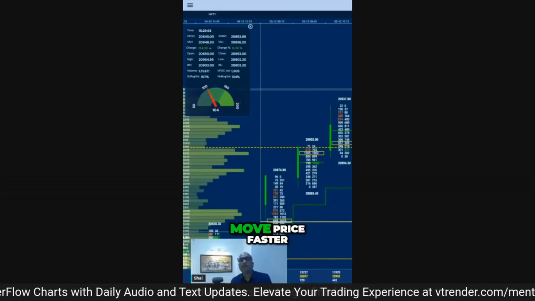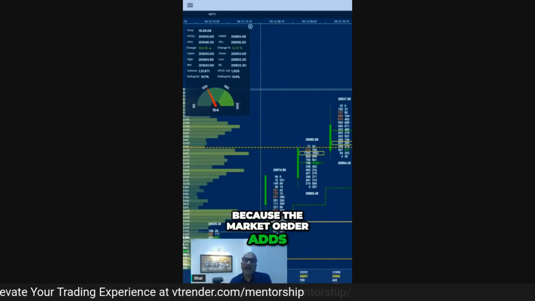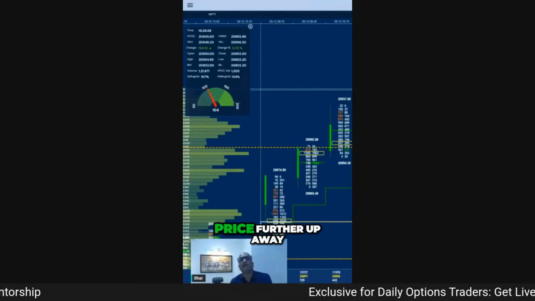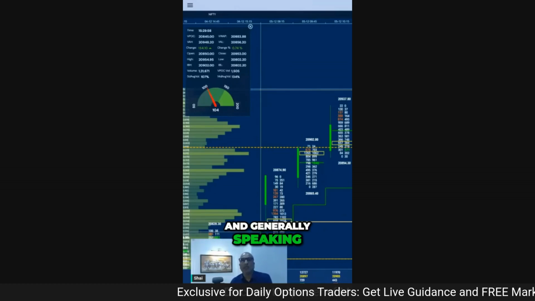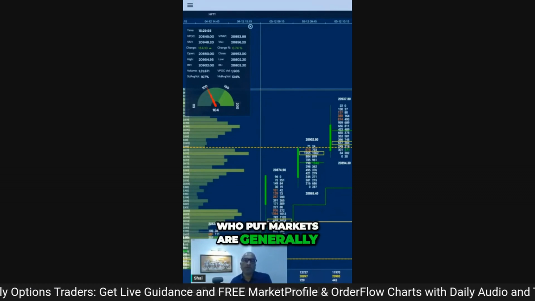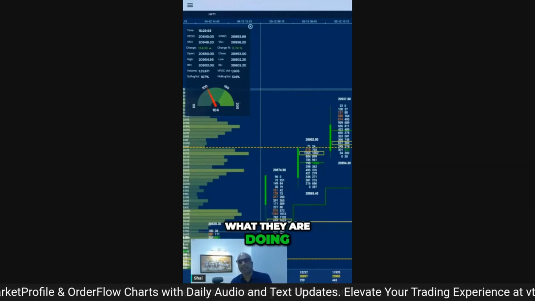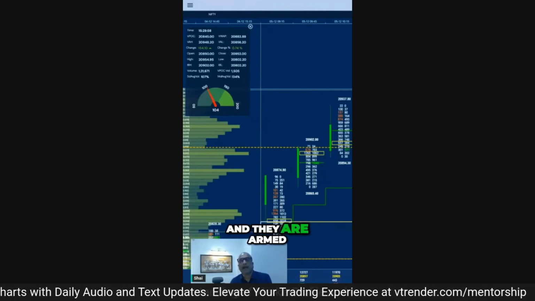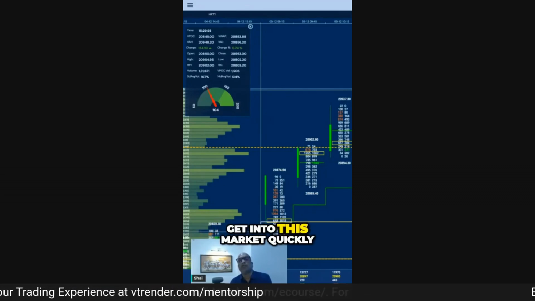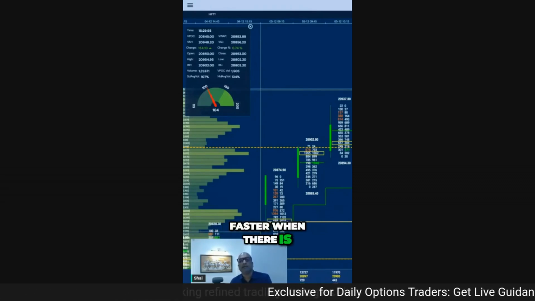The market order helps move price faster. Now, why do I say that? Because the market order adds momentum to the existing demand and supply already there, and it helps move price further away. Generally speaking, when we talk in terms of market orders, the traders who place market orders are generally the kind of people who know what they are doing. They are not people randomly trading, and they are armed with a certain set of information which tells them that they want to get into this market now, and they want to get into this market quickly. Because of that, we say that price moves faster when there is a market order.